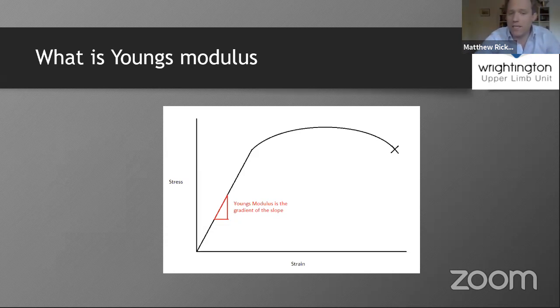The first thing is the gradient of the initial slope. This is the Young's modulus, which is the gradient, okay? It's a measure of stress over strain. It's always referred to as the Young's modulus. It's the gradient of the initial curve, and it reflects the stiffness of the material. The higher the Young's modulus, the stiffer the material is, and the more energy the material can take.